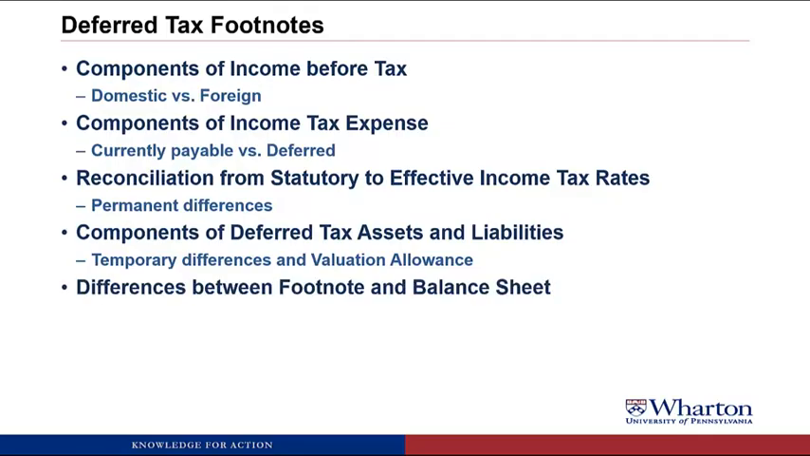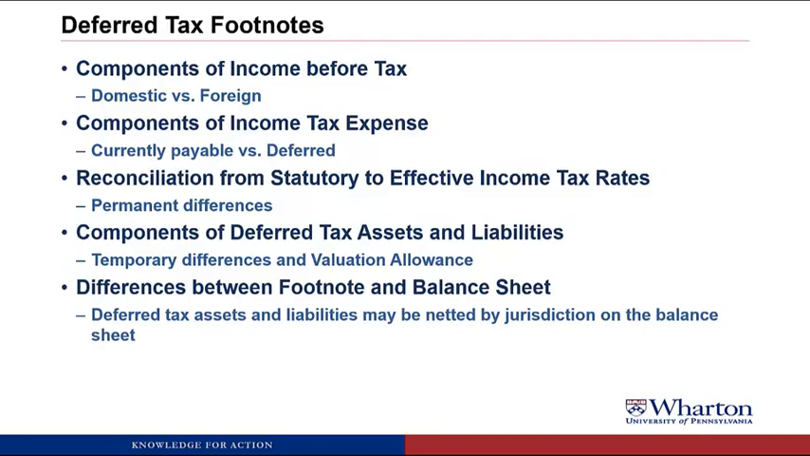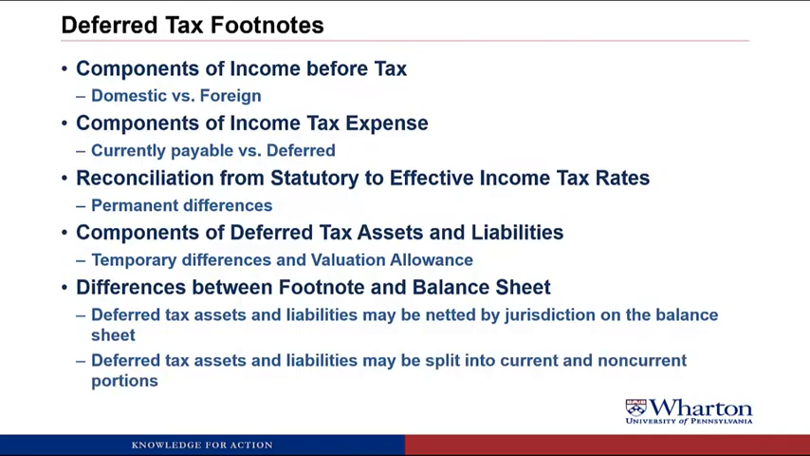There's also, I should note, some differences between what you will see in the footnote and what you might see on the balance sheet. First of all, deferred tax assets and liabilities are often netted by jurisdiction on the balance sheet, which means that the totals you see in the footnote won't be the totals that you see on the balance sheet because the balance sheet reflects some of this jurisdictional netting. And deferred tax liabilities and assets can be split into current and non-current portions on the balance sheet, whereas when we get into the footnote, you'll see that we don't make that distinction.